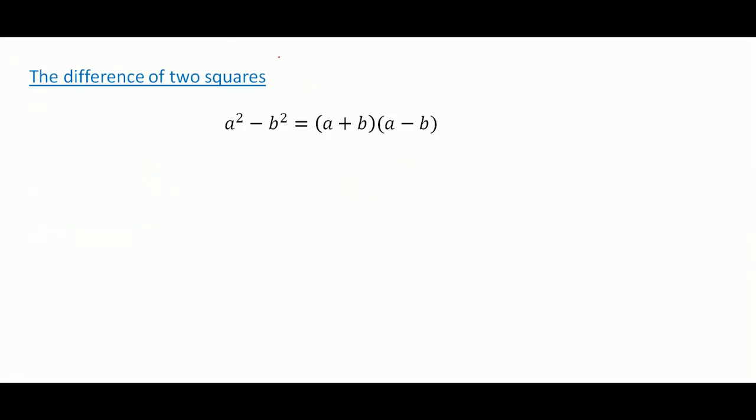Now, whenever we have an expression in the form a squared minus b squared, this can be written as open brackets a plus b multiplied by open brackets a minus b. Now this is an expression that you need to remember. So a squared minus b squared is equal to open brackets a plus b multiplied by open brackets a minus b. Okay.